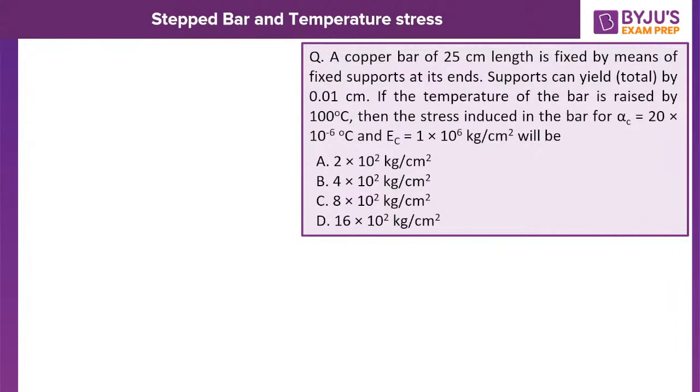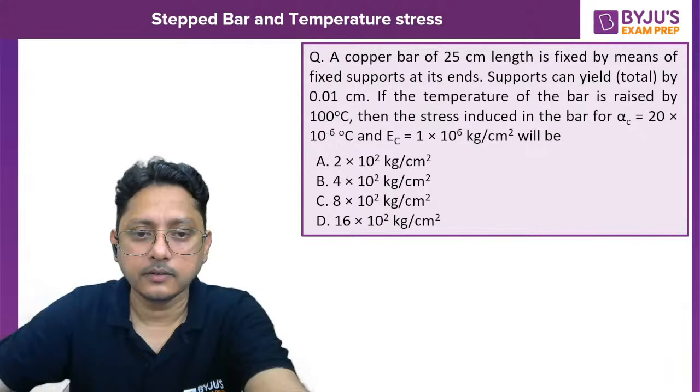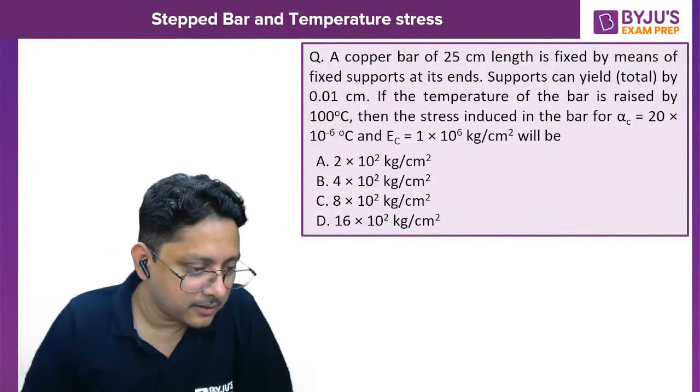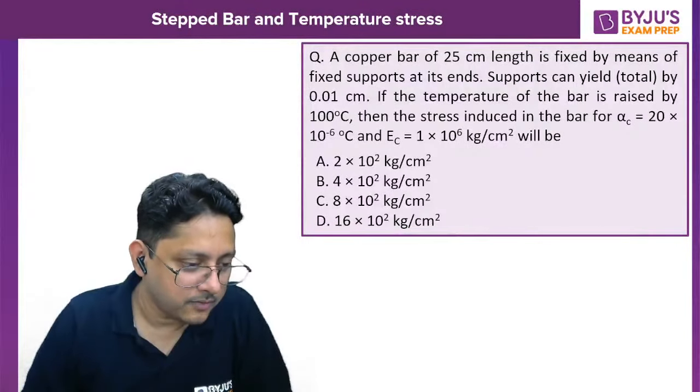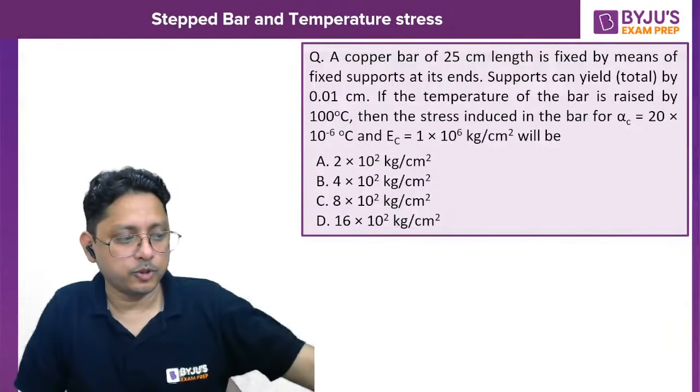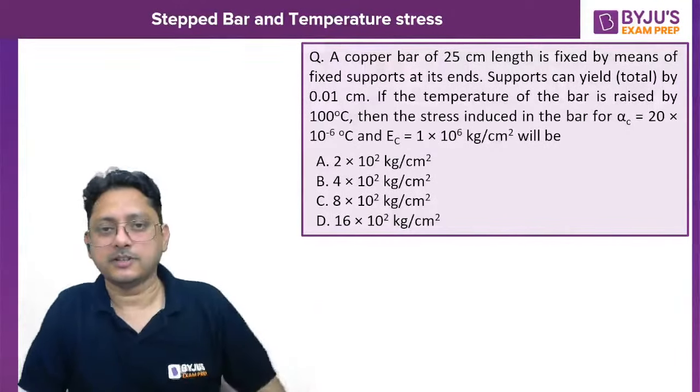Now solve this problem. What you are asking, Santu, is whether alpha having more value gives compression or tension. Okay, that composite bar also needs to be discussed. Can you solve this problem?